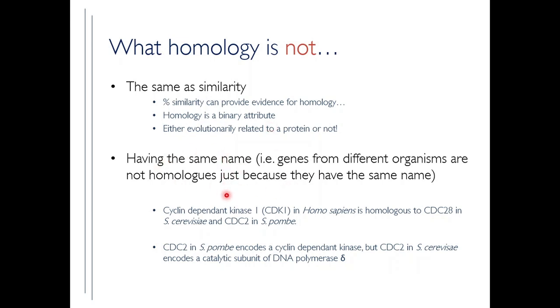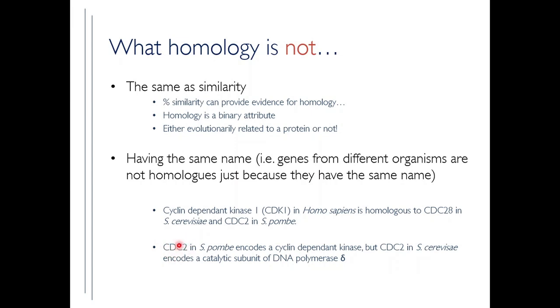So things such as the cyclin-dependent kinase 1, which is an enzyme, in Homo sapiens is a homologue to CDC28 in yeast and CDC2 in S. pombe, again, another form of yeast. So these things are homologous to each other. They just have different names because they have been discovered independently in different organisms.